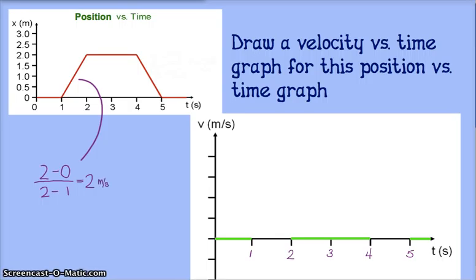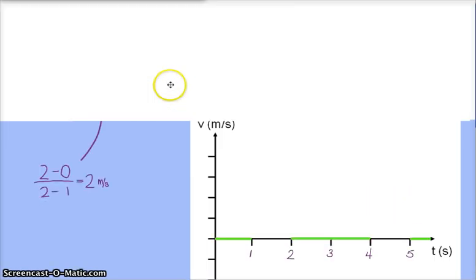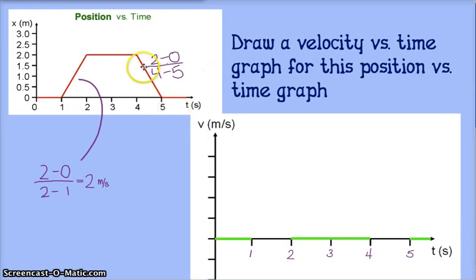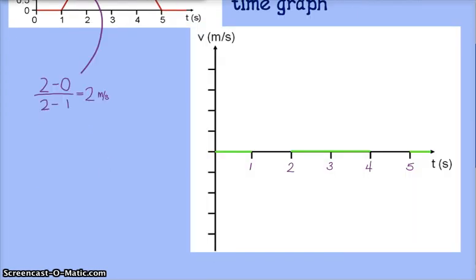So then we have one other portion, and that's our portion up here. For this portion, rise over run would give us 2 minus 0, start off here down to there, divided by 4 minus 5, which gives us a velocity of -2 meters per second. We can now take those velocities and put them on our velocity versus time graph.